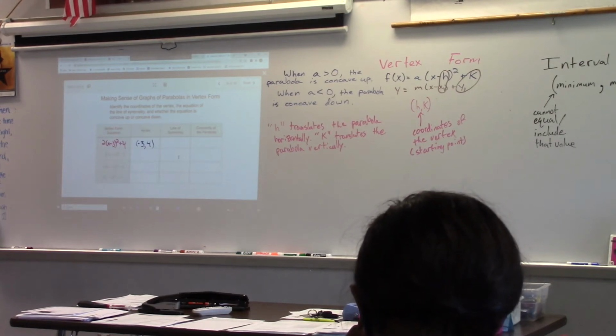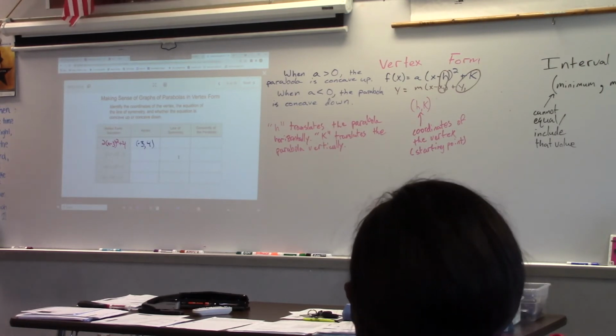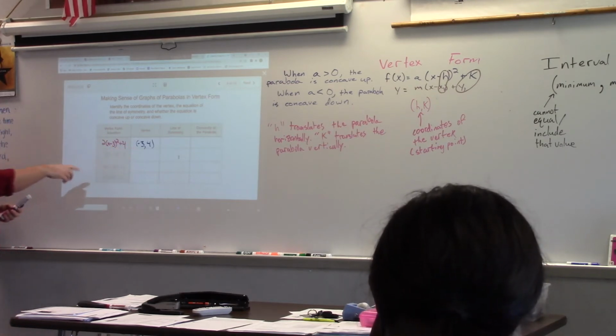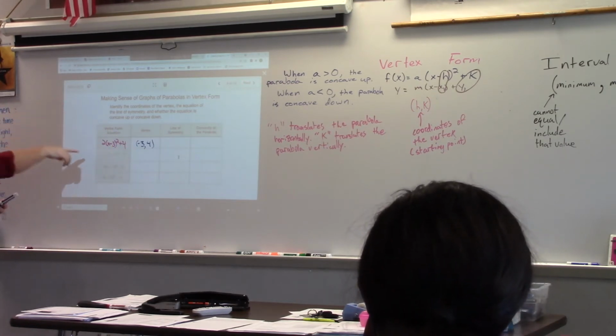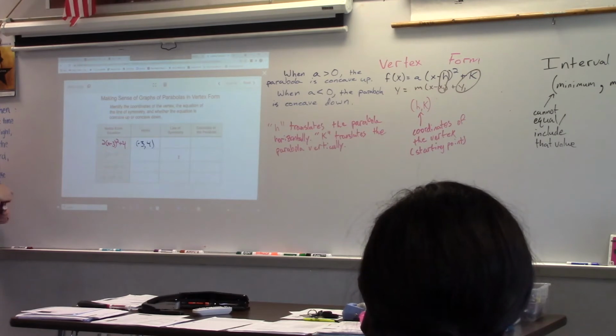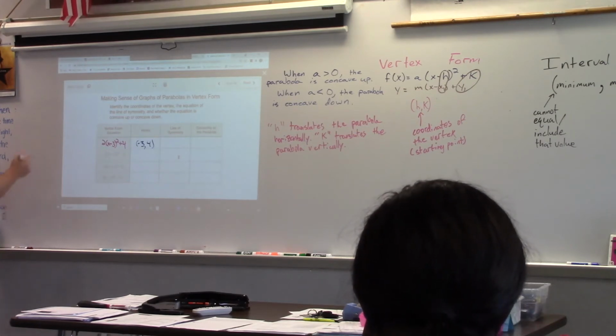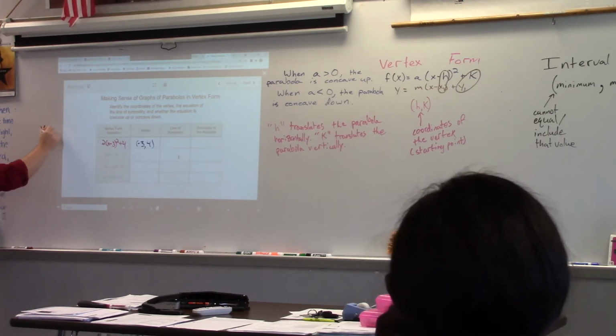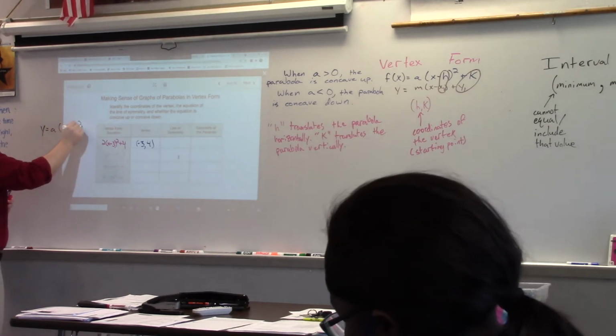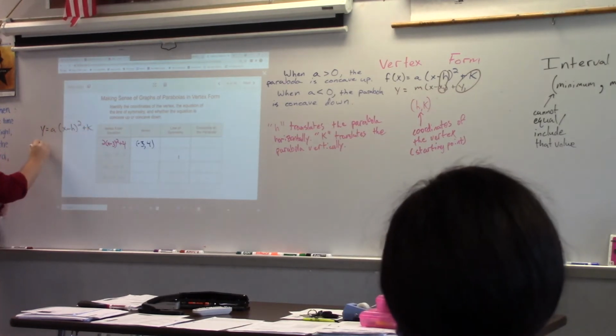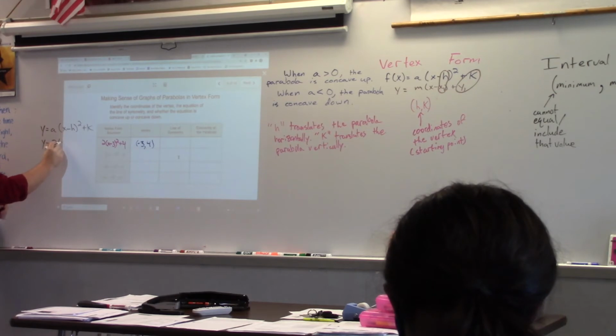Okay. Well, we could settle this, right? I should be able to plug that into the general vertex equation and get 2 times x minus 3 squared plus 4. So y equals a times x minus h squared plus k. All right, the a is 2. We're not worried about that. Now I get x minus what kind of number?